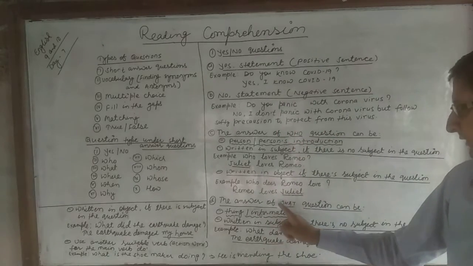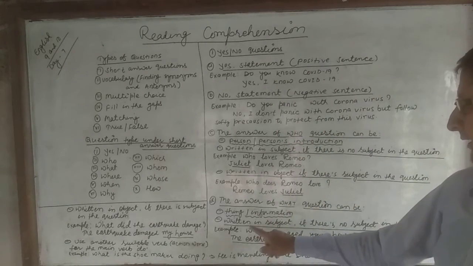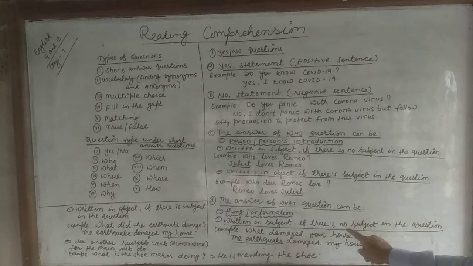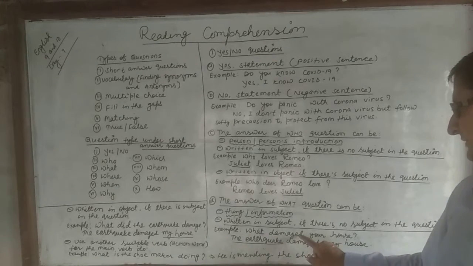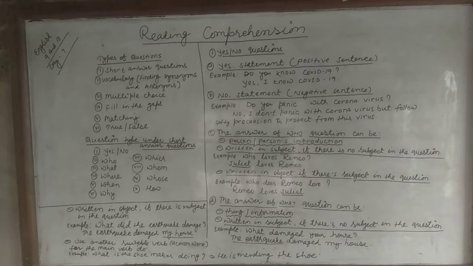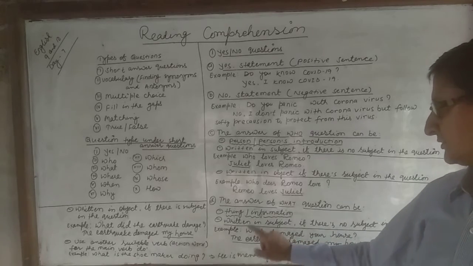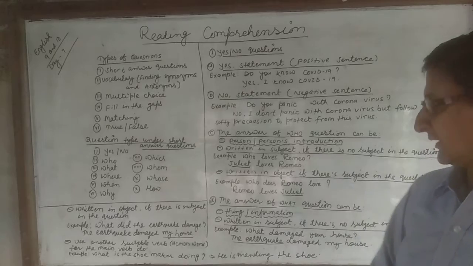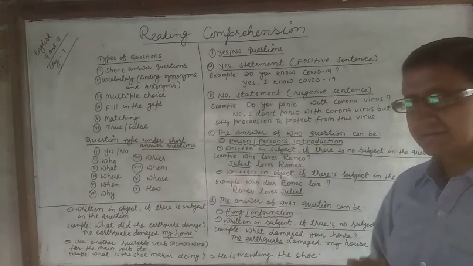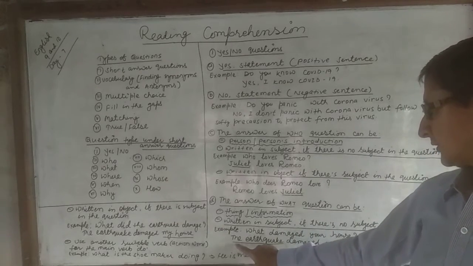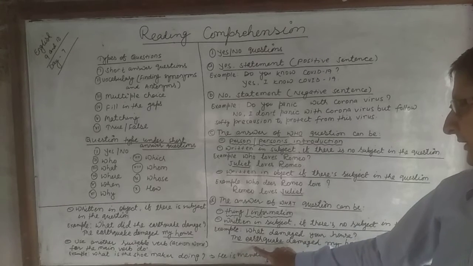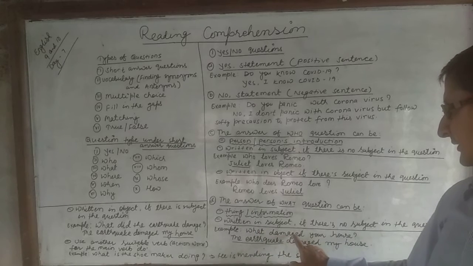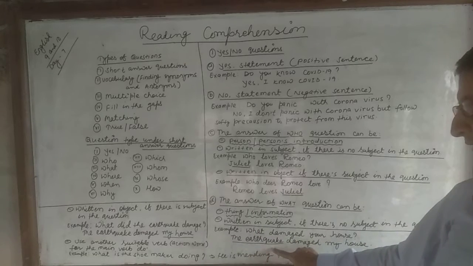Let's see the example of a what question. Written in subject if there is no subject in the question. What damaged your house? There is no subject. The question word itself is a subject. So we write the answer in subject. The earthquake damaged my house. Earthquake is the subject. Okay? And we have written the answer of this question in subject.